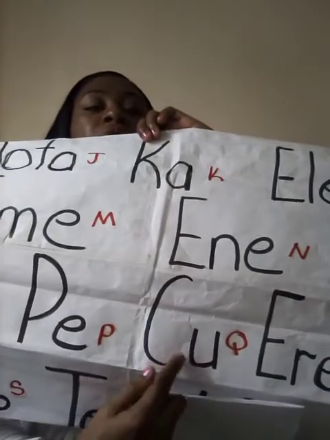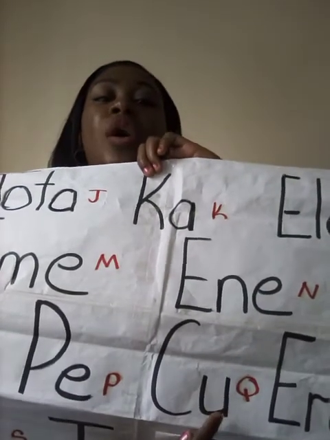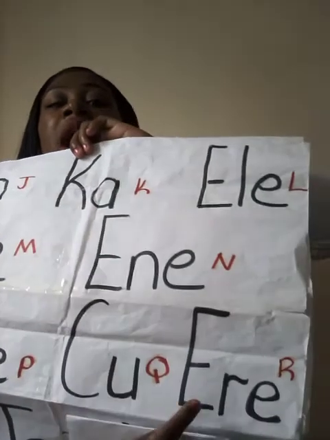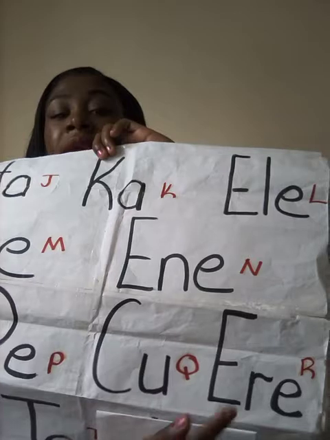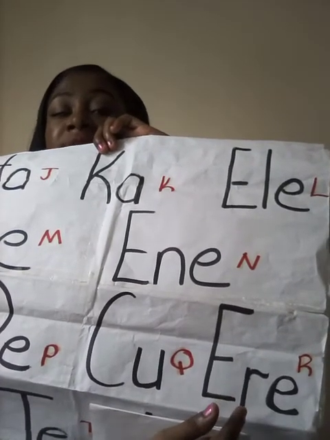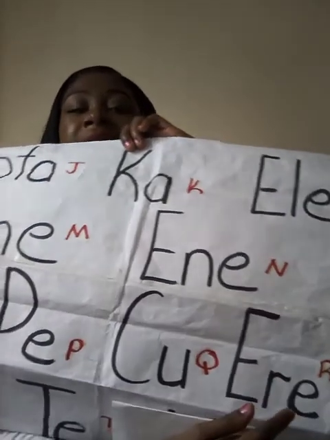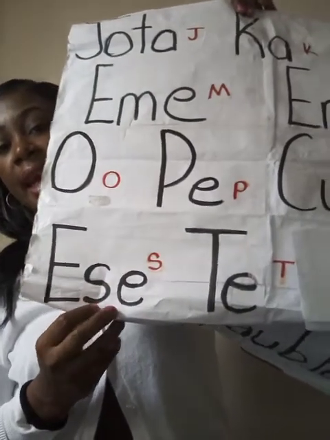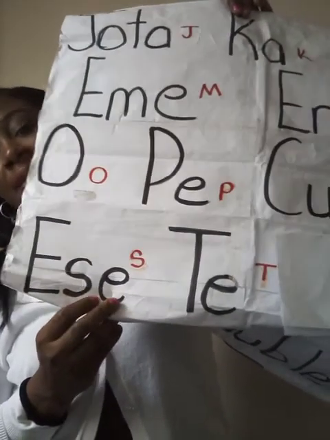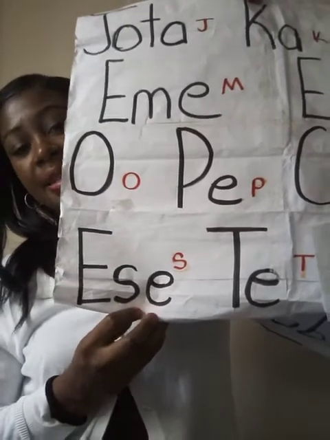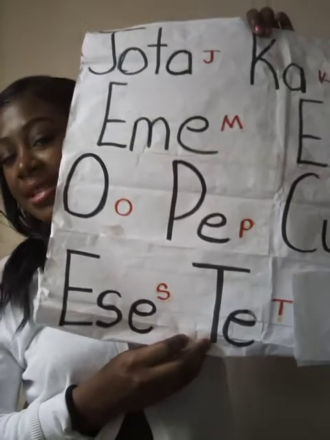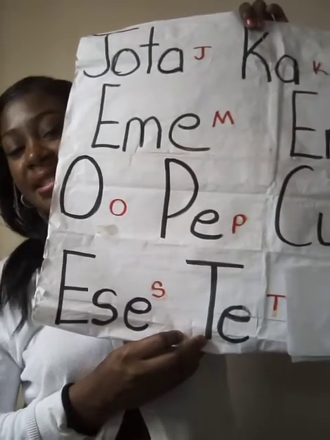Now Q is Q, like cook. R is R. S is S. And T is T. Let's go through them one more time.